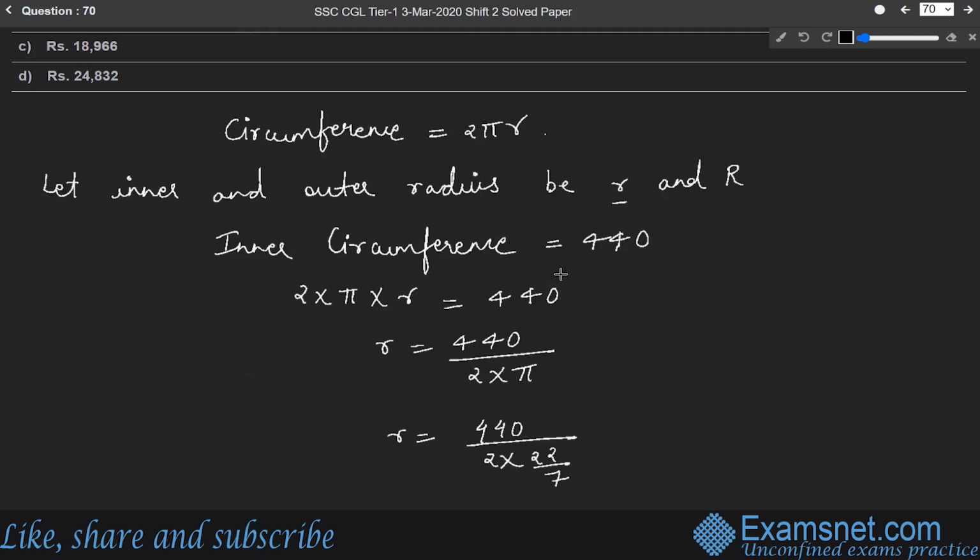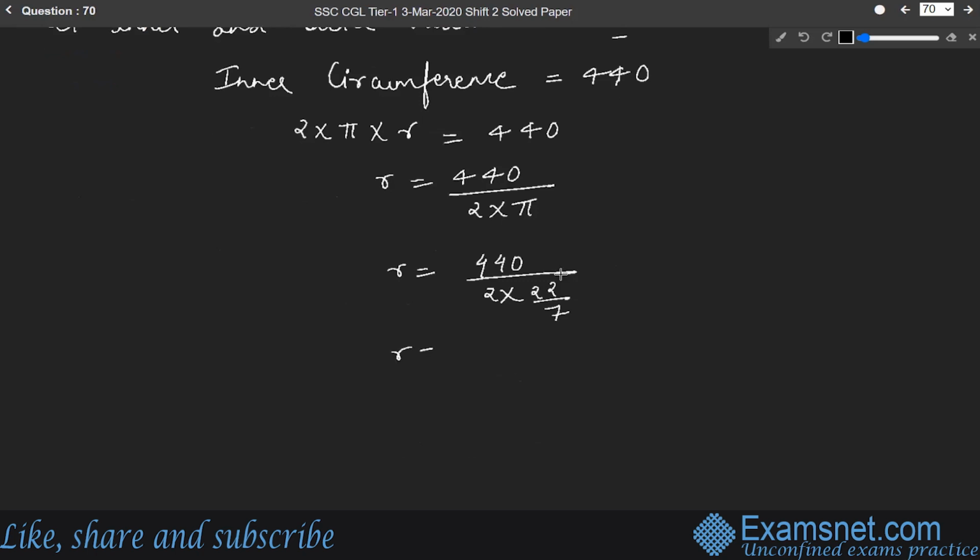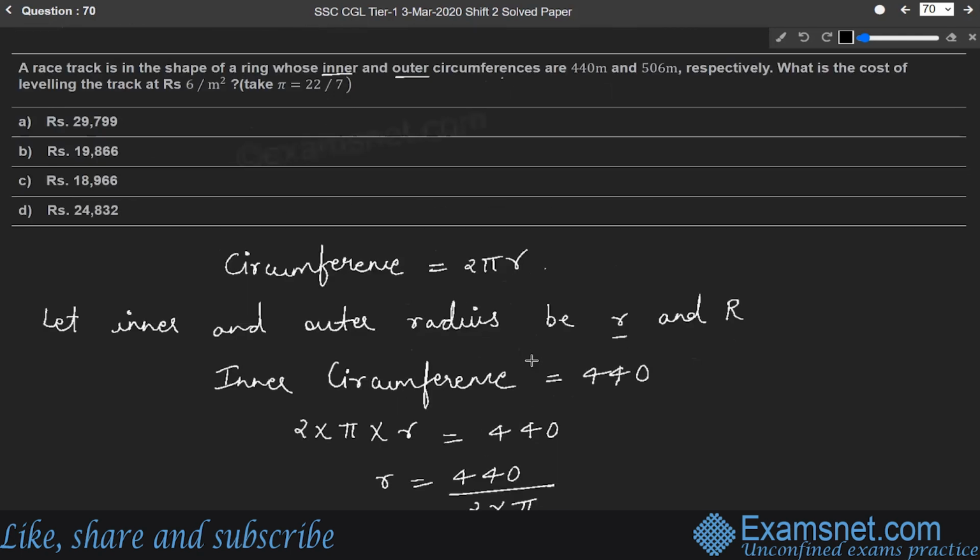All right. Now this 7 will go to the numerator. So r will be equal to 440 into 7 divided by 2 into 22. All right. So 2 into 1 is 2 and 2 into 220 gives 440. Then 22 into 10 gives 220. Now what is remaining? 10 into 7, which is equal to 70 meter. So the inner radius, which is small r, is equal to 70 meter. Similarly, we can find the outer radius by using the outer circumference.